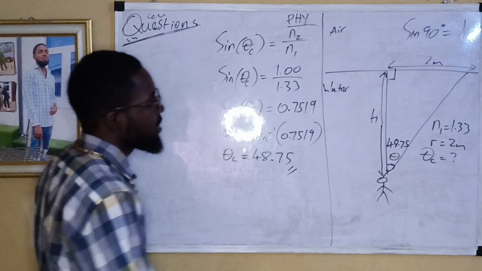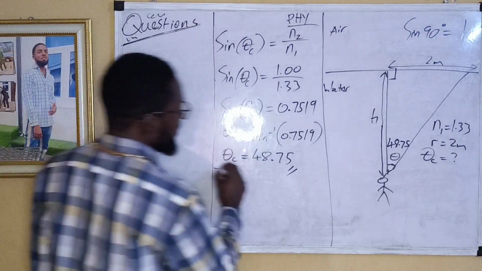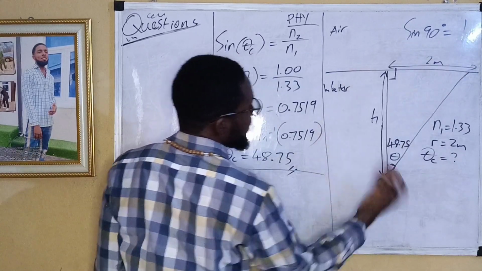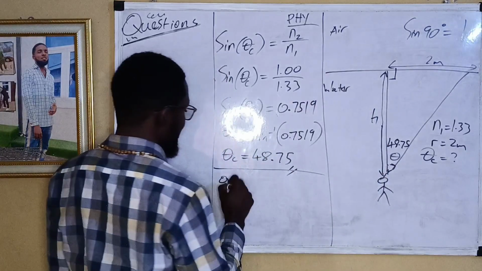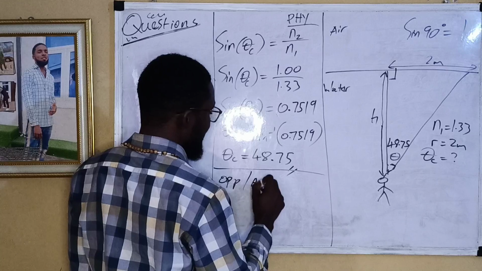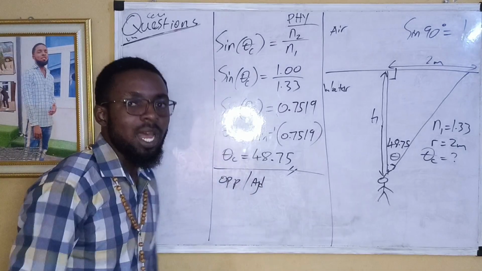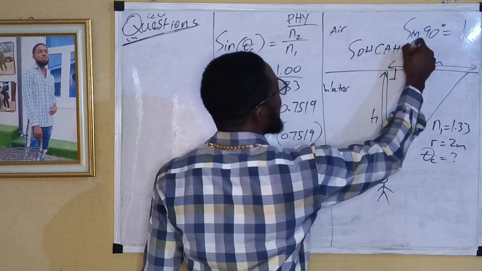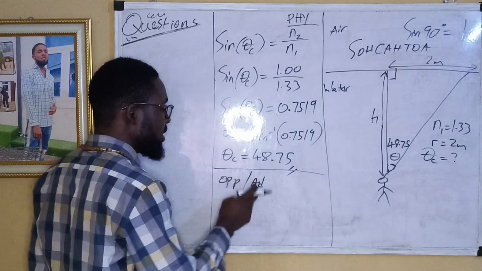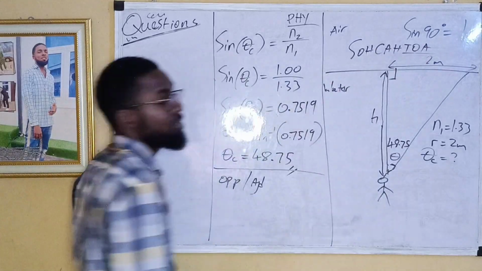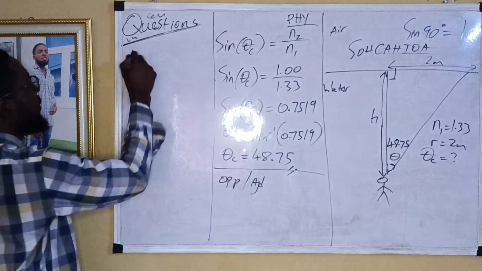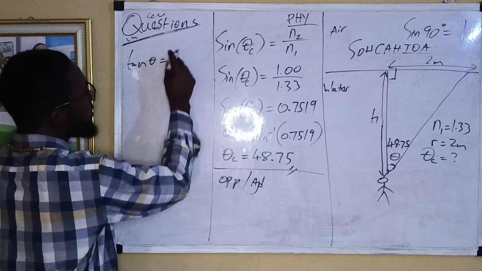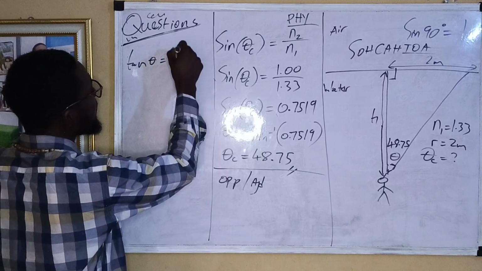So therefore, we are going to use tan. Why are we using tan? We have the opposite, and we are looking for the adjacent. Which trig function has opposite and adjacent? If you look at it very well, SOH CAH TOA, this one has opposite and adjacent. So we are using tan. Therefore, tan theta is equal to opposite over adjacent.